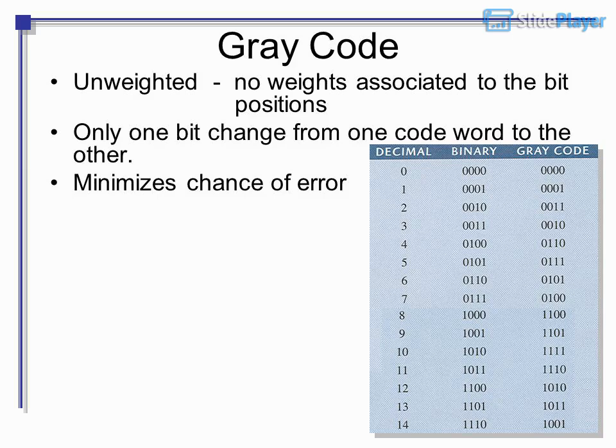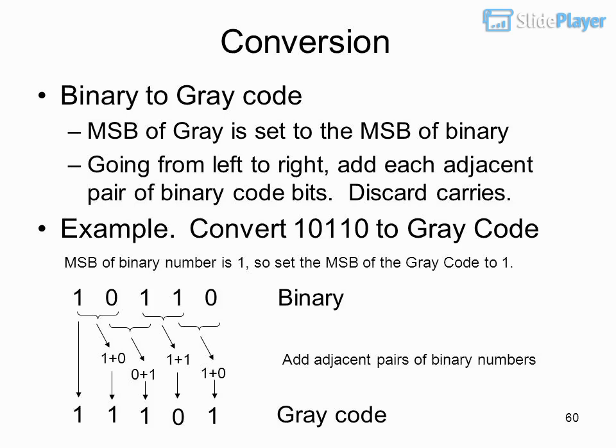Gray code is unweighted, with no weights associated to the bit positions. Only one bit changes from one code word to the next, which minimizes the chance of error. Conversion from binary to gray code example: convert 10110 to gray code.